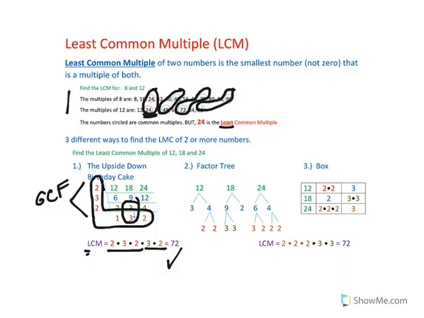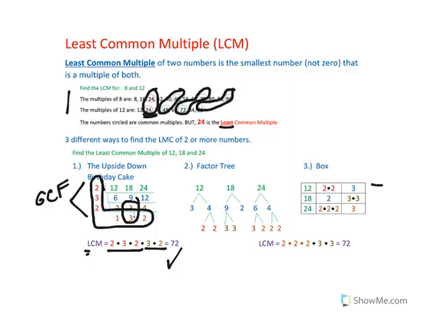Now I can use the factor tree and or the box together or separately. It's whatever your comfort level is. This is probably more familiar to you, but you're going to take the numbers 12, 18, and 24 and break it down to the prime factorization. So any number I put in this box has to be a prime number. 12 is 2 times 2 times 3. And there it is, 2 times 2 times 3.